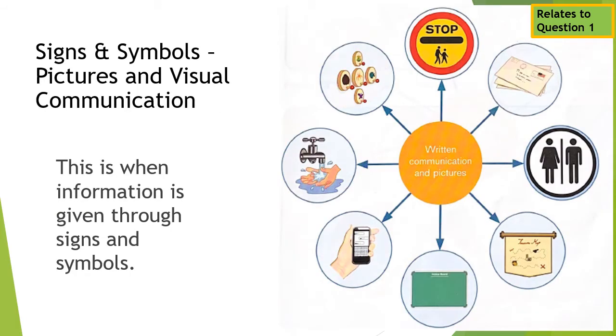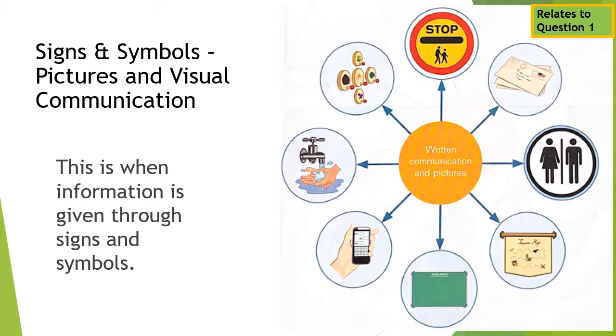We've got signs and symbols, pictures and visual communication. This is when information is given through signs and symbols. You'll see on this slide there are a few different signs and symbols there as examples. You've got the stop, the children crossing. You've got little coat pegs there on that picture. If it was in a nursery or a school environment, the children would know where to hang their coats, and they've got pictures on there as well.